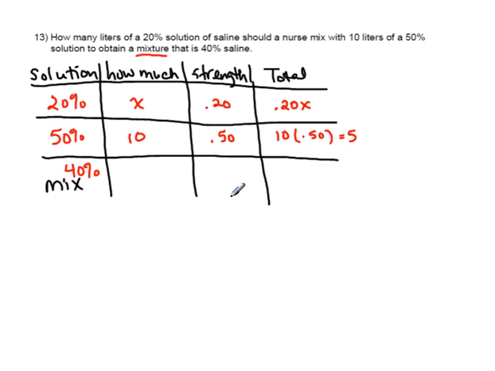And then finally the mixture. Well, you add these up here because the mixture is when you're combining the 20% and the 50%. Well, since they're not like terms, the mixture is just going to be x plus 10. The strength of the mixture is 0.40. And then we multiply across, which in this case would be distributive property, which you would get 0.40x plus 4.